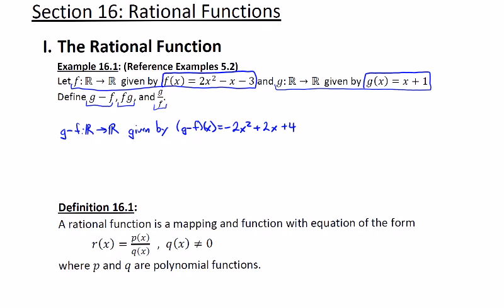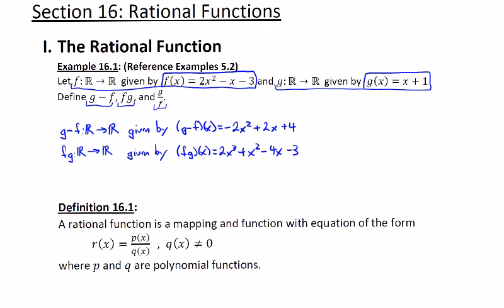The next combination is f times g. We'll call the name of this function fg. It will also have a domain of all real numbers, and its equation is given by fg of x is equal to 2x cubed plus x squared minus 4x minus 3.